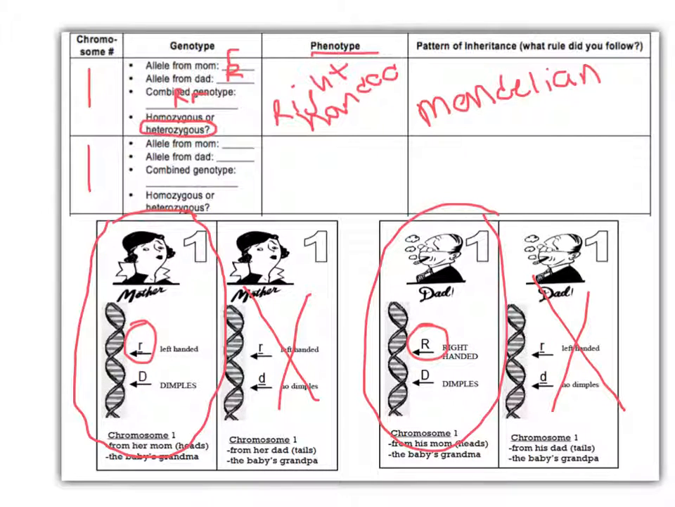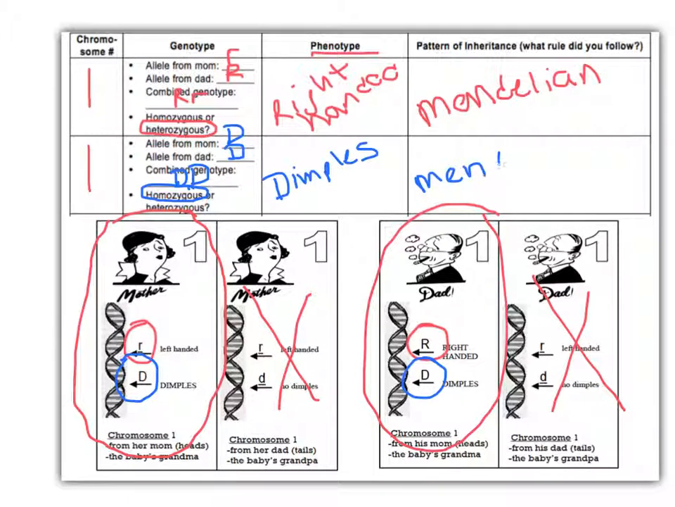We see a big D right here for dimples for the mom, and also a big D right here, dimples for dad. So mom was big D, dad also was big D. Combined genotype, big D, big D. They are the same size, so that means homozygous. The phenotype will be that our baby will have dimples. And the rule we followed was Mendelian.